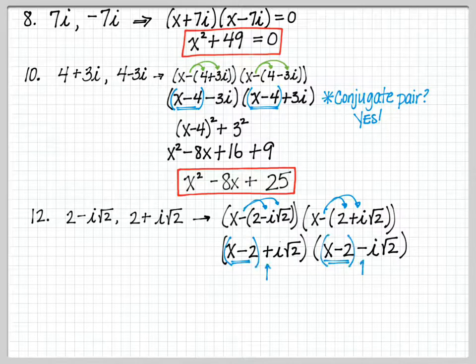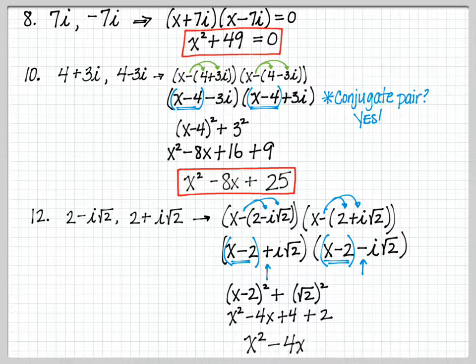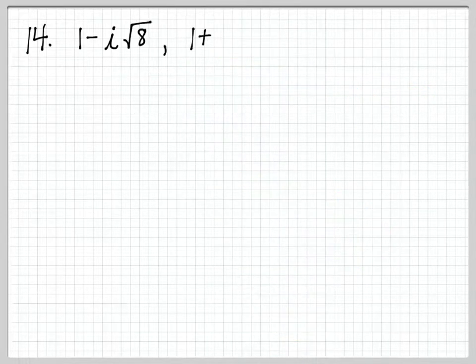Number 12 is done the same way. After I distribute the negative, I have those groups, x plus, minus 2. And then I can see I have a conjugate pair. Again, when you have a conjugate pair of imaginaries or complex numbers, you always get the sum of the two squares. So I have the first group, x minus 2 squared, plus the second one, which is square root of 2 squared. And then I simplified.